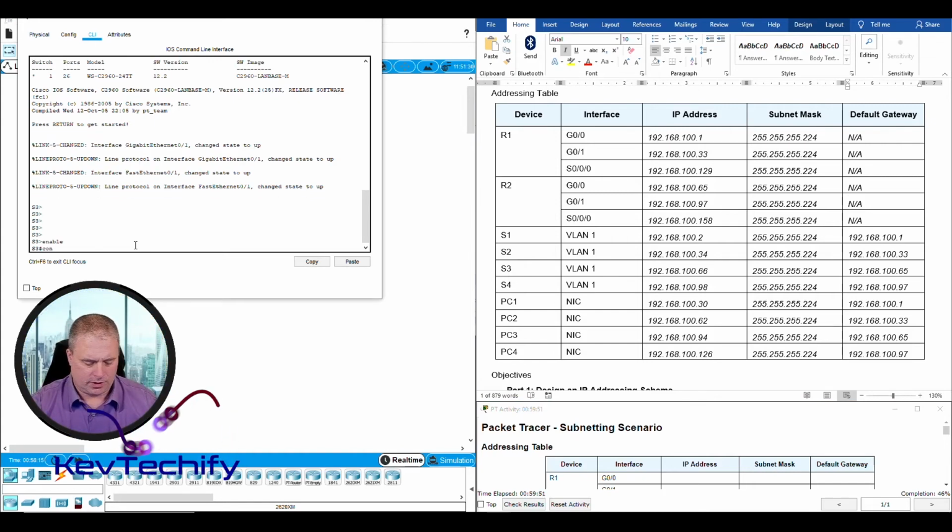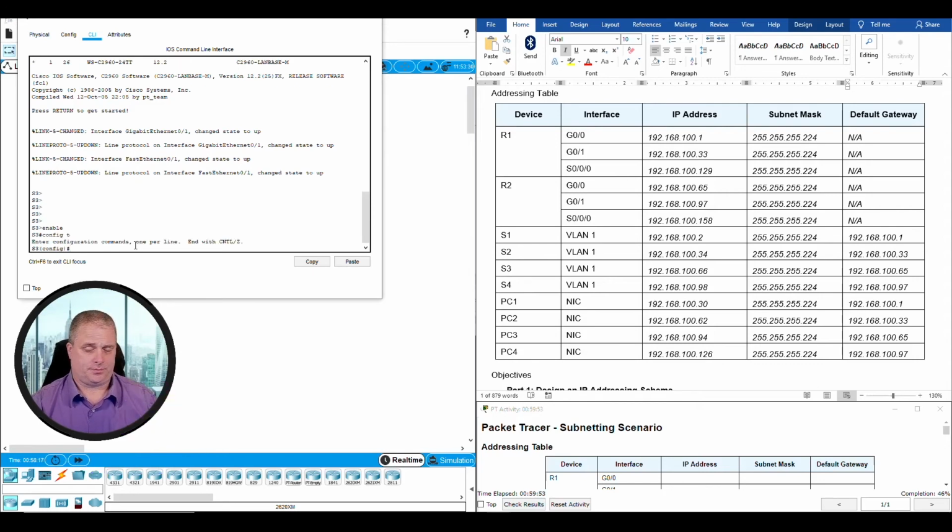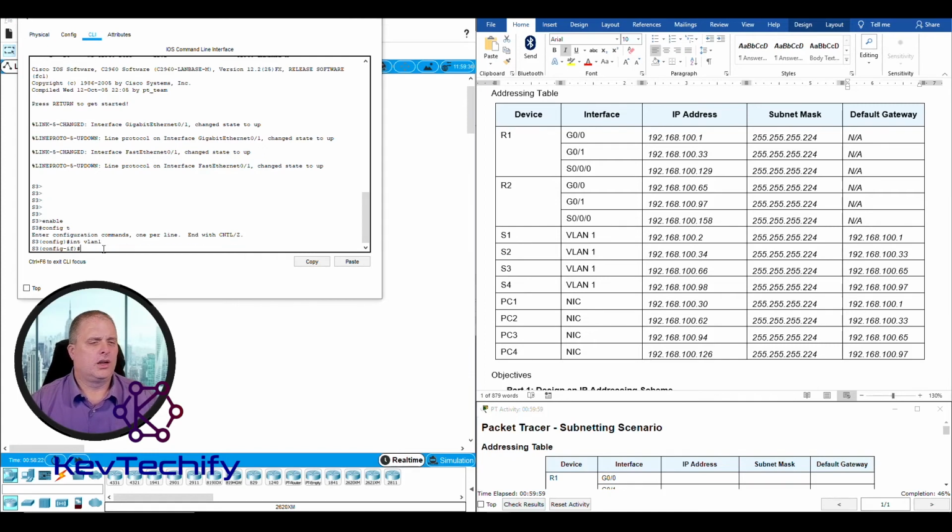Okay, over in our CLI, I'm going to go into privilege exec mode by typing enable. Go into global configuration mode, config T. We are working on the interface of VLAN 1. INT space VLAN 1 changes our prompt saying we are working on an interface. It just happens to be virtual LAN 1.